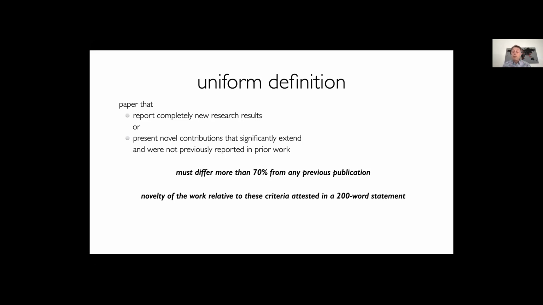This is already shared among all. Now, there is some sort of refinement to this, which is borrowed from the contribution on TSC, which is that a journal-first paper must differ more than 70% from any previous publication.